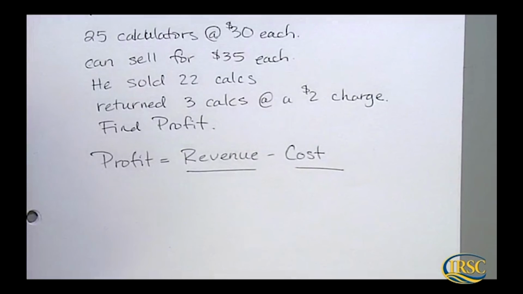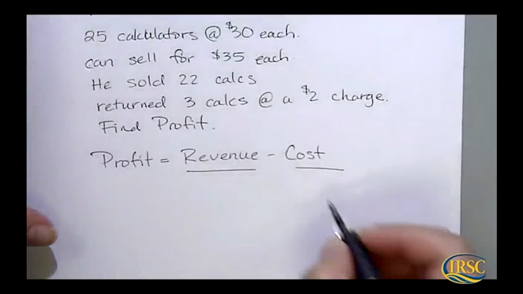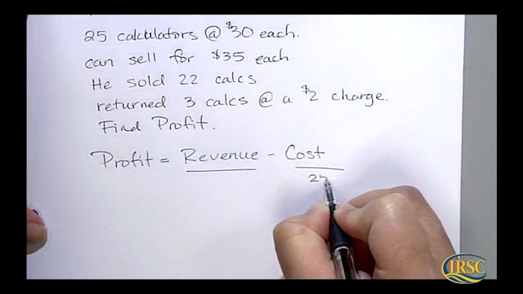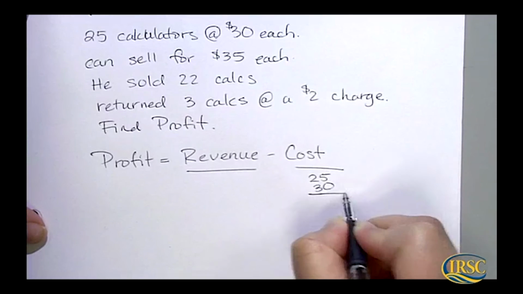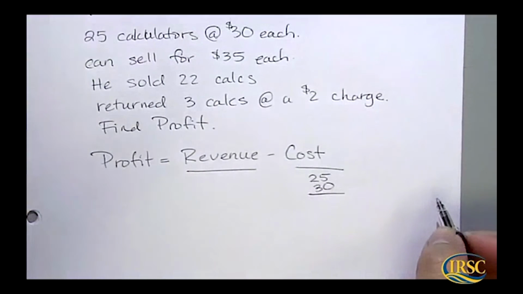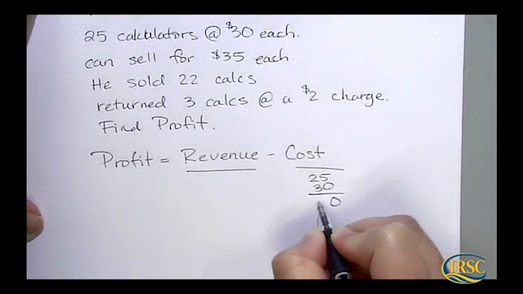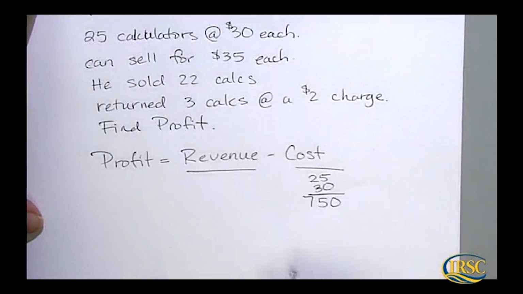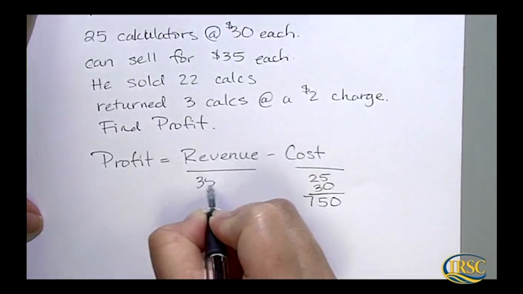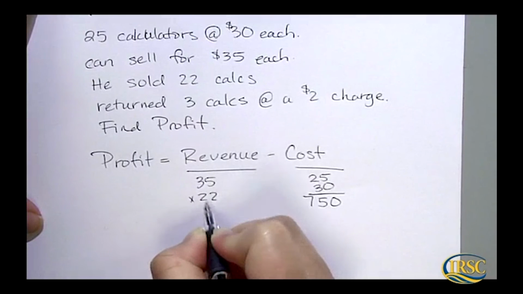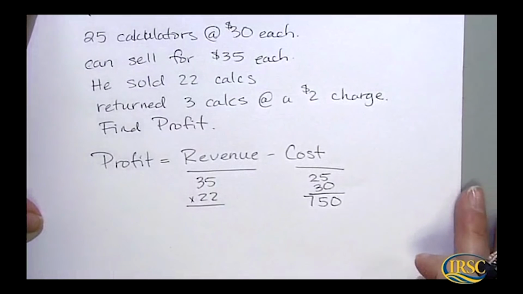Okay, so explain a little more detail. I would do 25 calculators times 30, and I got that cost. Okay, so cost of 25 calculators times 30. That's what he paid for them. He sold them at $35 times the amount of calculators he sold, so 35 times 22. Okay, so 35 times 22 for what he brought in. How much does that add up to?